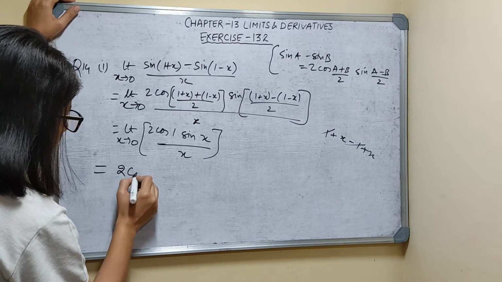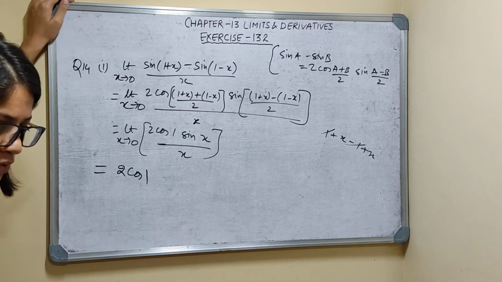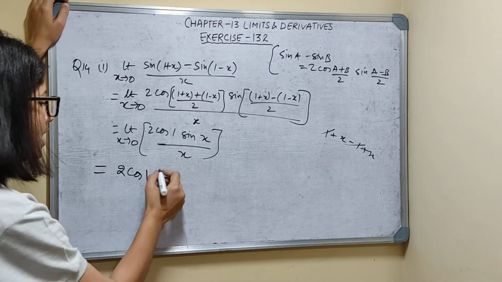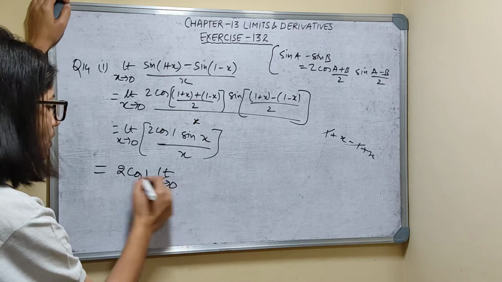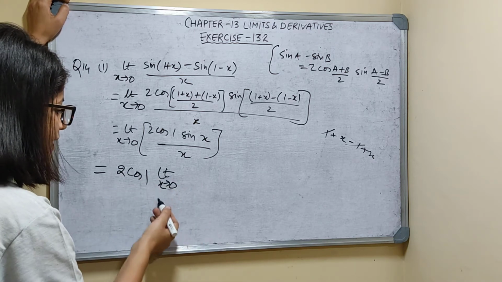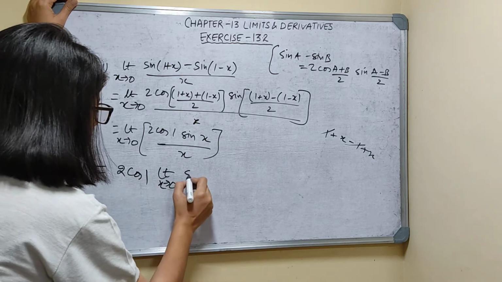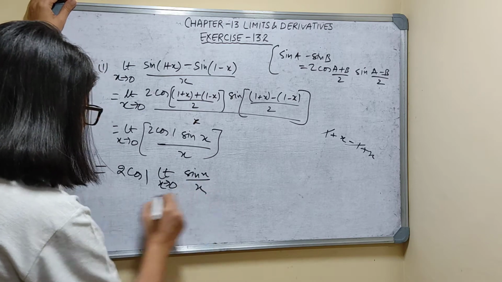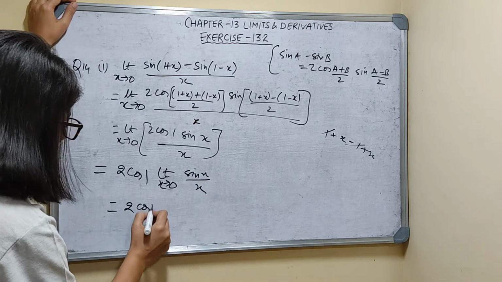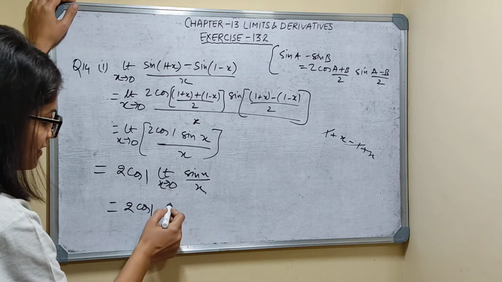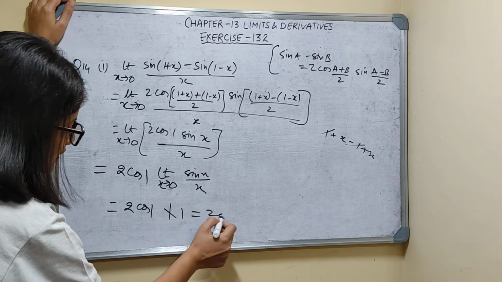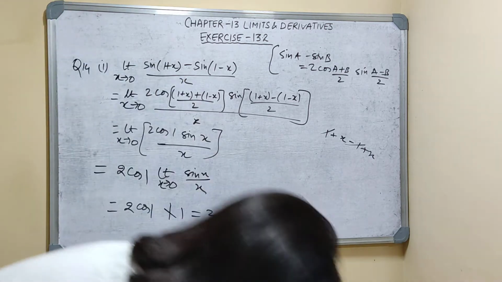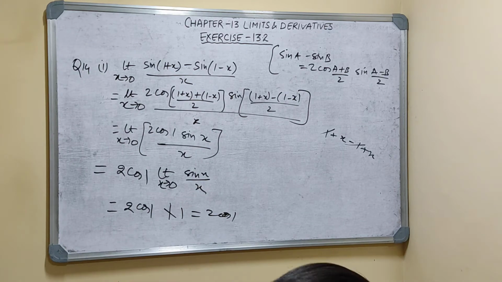So 2 cos 1 will come out, a fixed constant value. Limit x tends to 0, 2 cos 1 will come out, and sin x by x, you know, limit x tends to 0 is 1. So multiplying with 1, the answer is 2 cos 1. Now question number 14, second part.